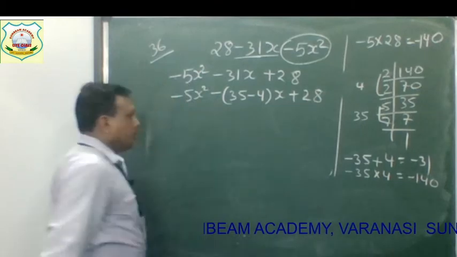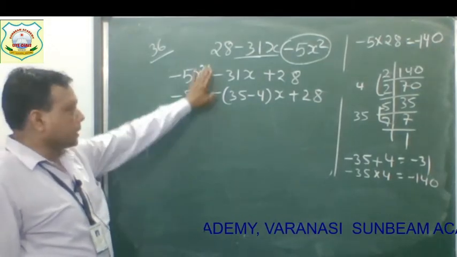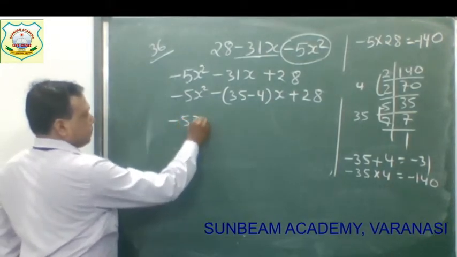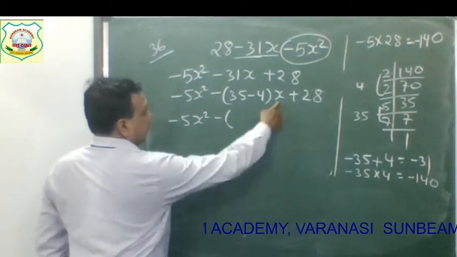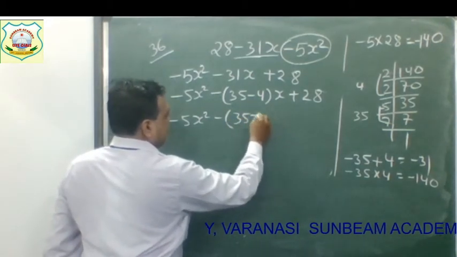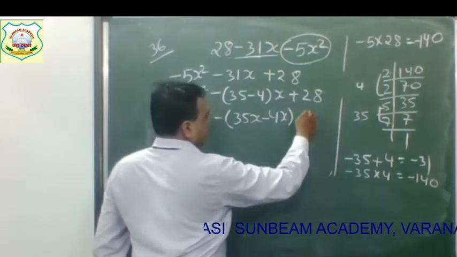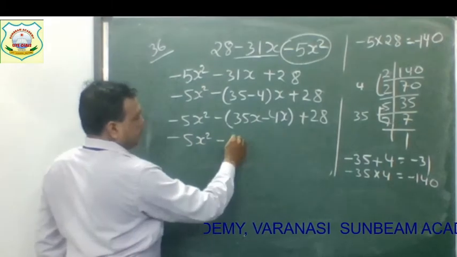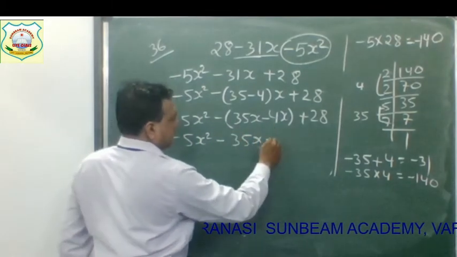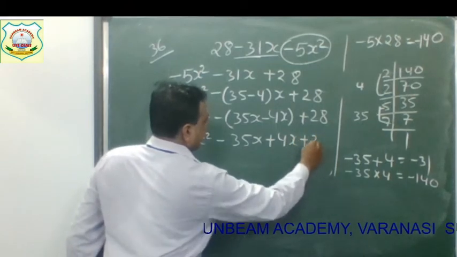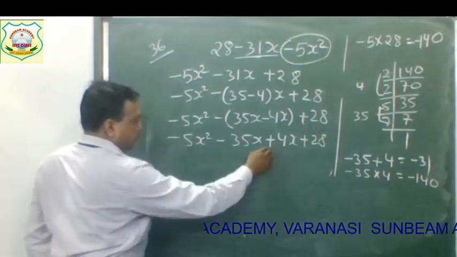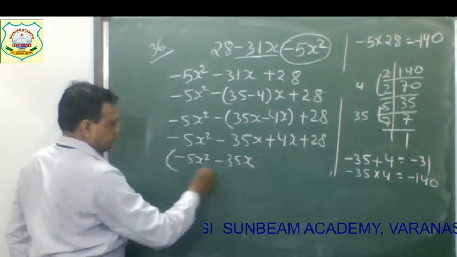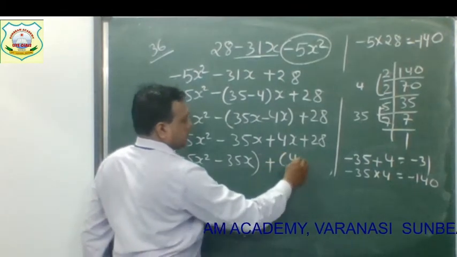Students, you can see whatever we did previously, we are doing the same way. Minus 5x square minus 35 into x, 35x minus 4x plus 28. Minus 5x square minus, open the bracket, 35x minus minus plus 4x plus 28. Now making groups here: minus 5x square minus 35x plus 4x plus 28.